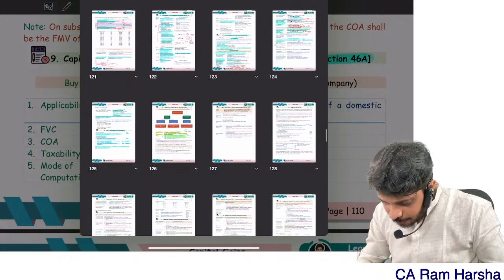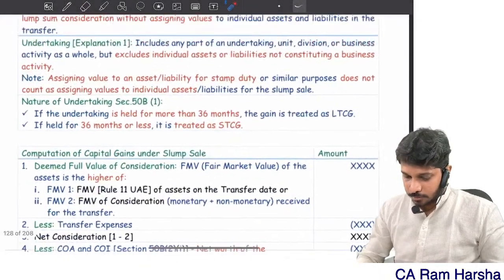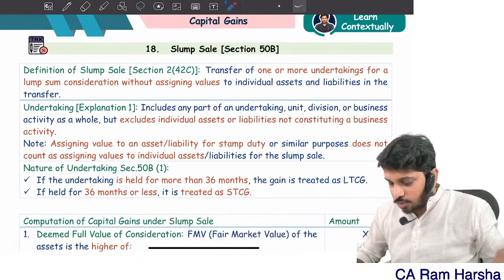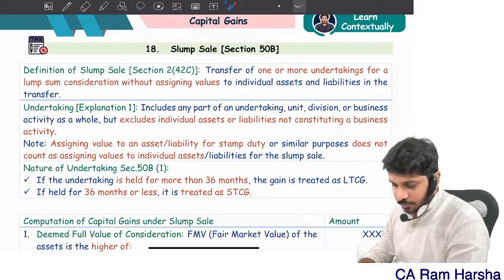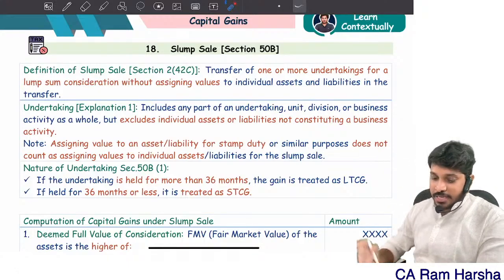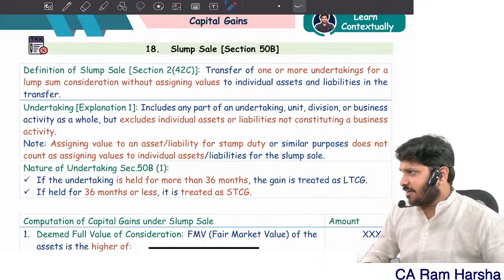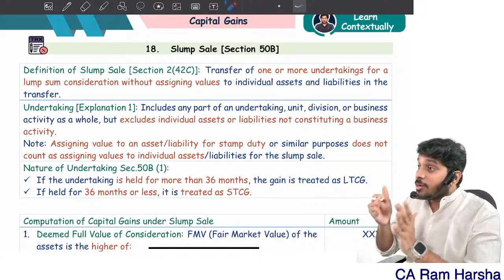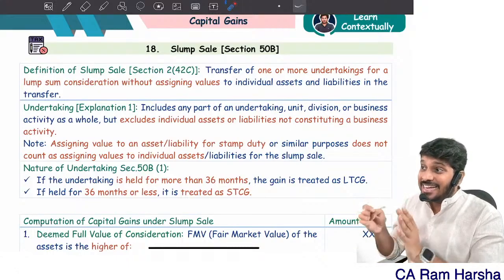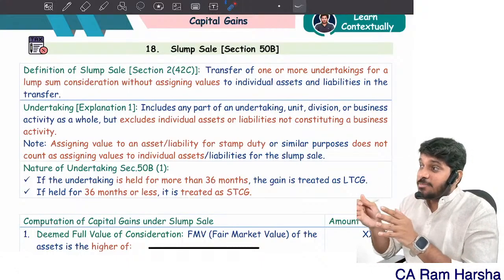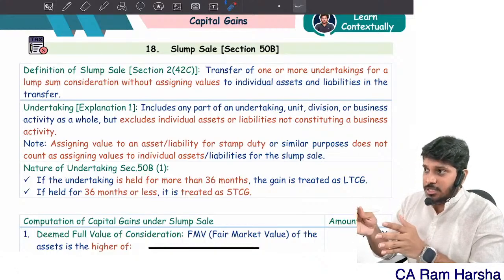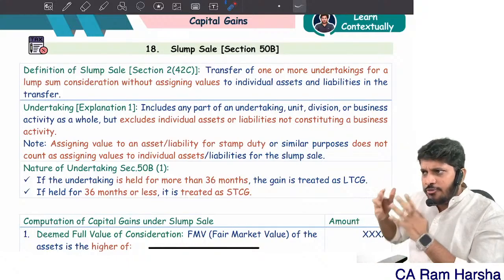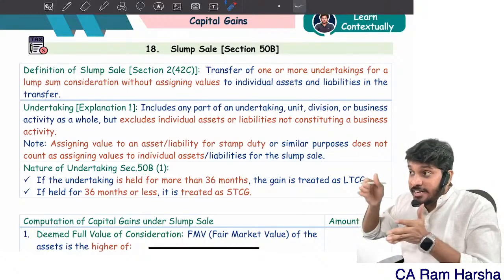Yes. Now look at the slump sale. Section 50B, slump sale. What is a slump sale? Very simple. You are selling one of your business segments, one business unit, one business undertaking, one division, one strategic business unit, one business vertical. Now the business vertical concept is removed in GST, but anyhow, you are not selling the entire business, you are selling one division.